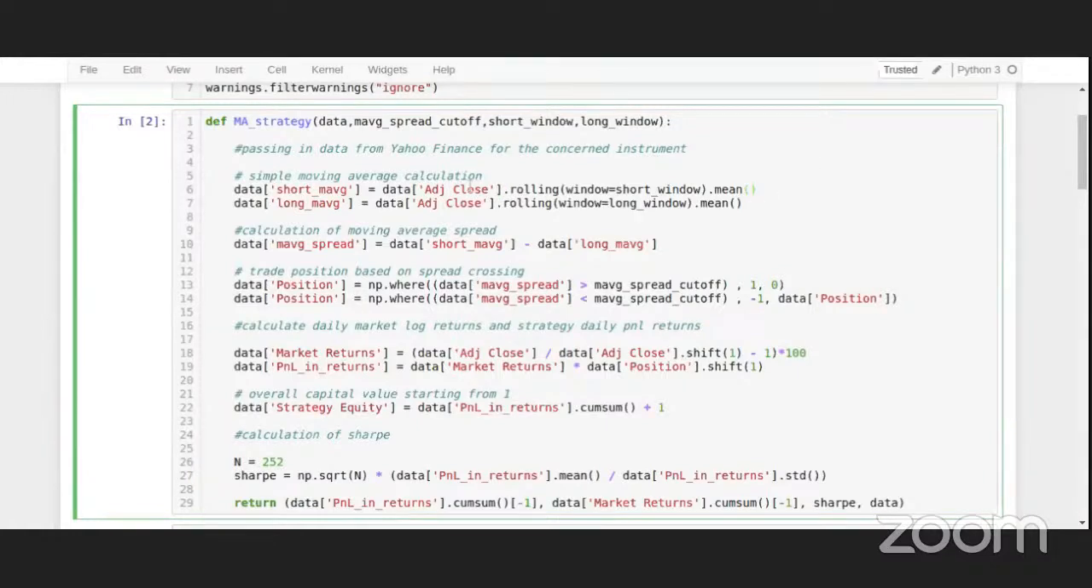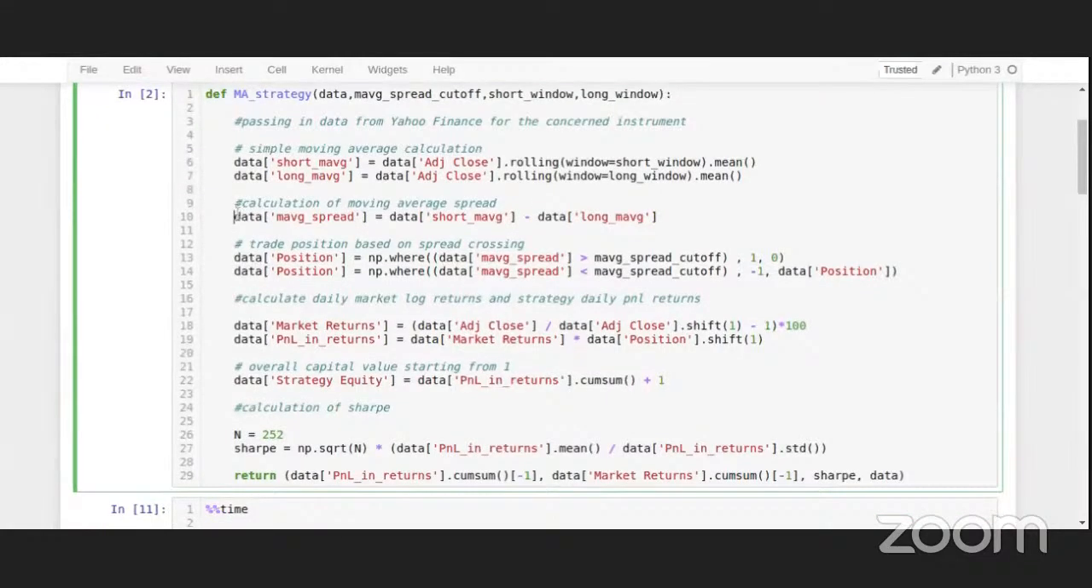So we have calculated the short moving average and long moving average using this rolling function, where we pass the short and long window as parameters. After that, we calculate the distance between the short moving average and the long moving average, and that quantity is called spread.